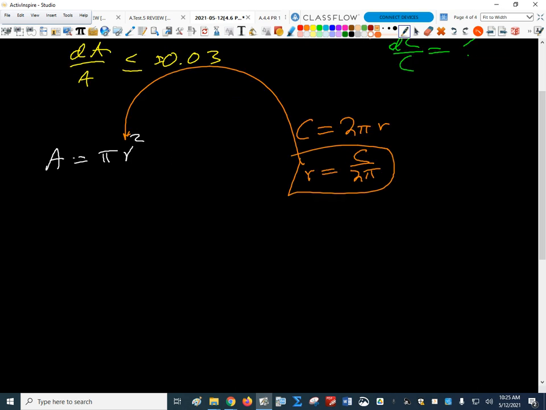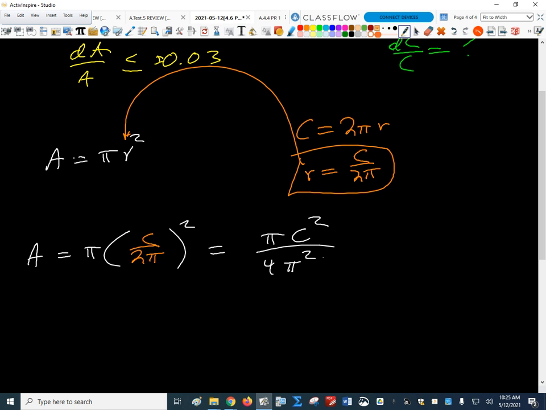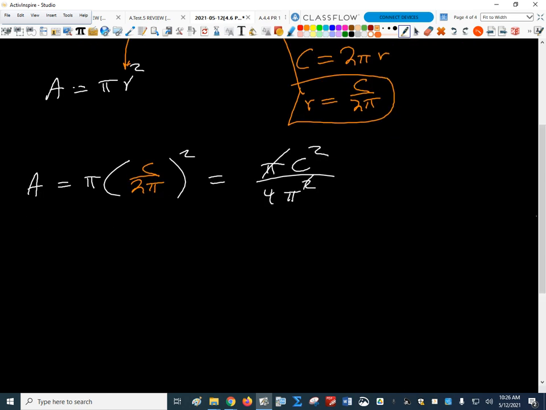So then we end up with A is equal to pi times the quantity C over 2 pi, squared. And so what do we get there? We get pi C squared over 4 pi squared. And I can cancel a pi, top and bottom, right? And so I get A as a function of C is equal to C squared divided by 4 pi. Okay, now what?